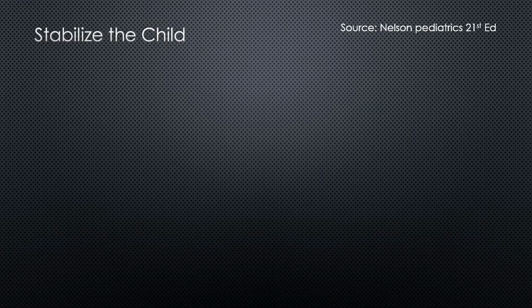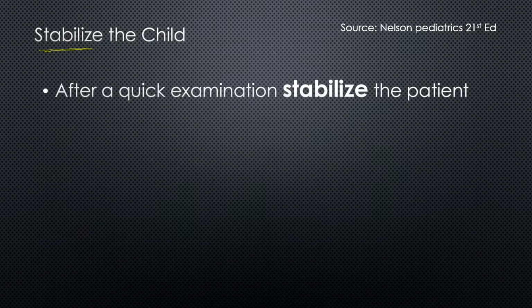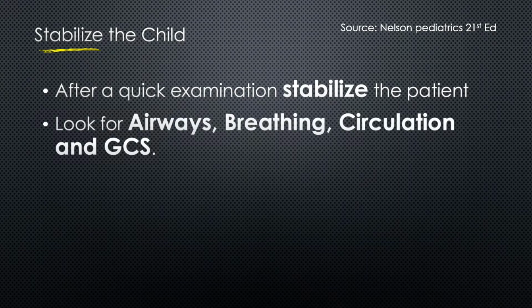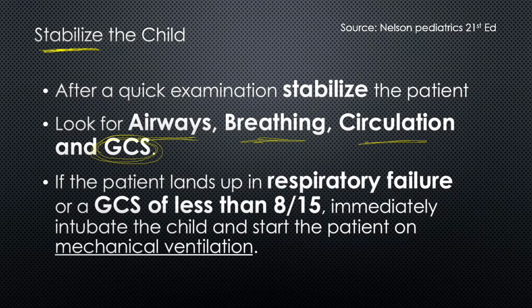So first and foremost thing we have to look for in a child which comes for DKA is to stabilize the child. After a quick examination, stabilization of the child should be done. Look for airway, breathing, circulation and GCS. If the patient lands up in respiratory failure or a GCS of 8 or less than 8, then immediately intubate the child and start the patient on mechanical ventilation.